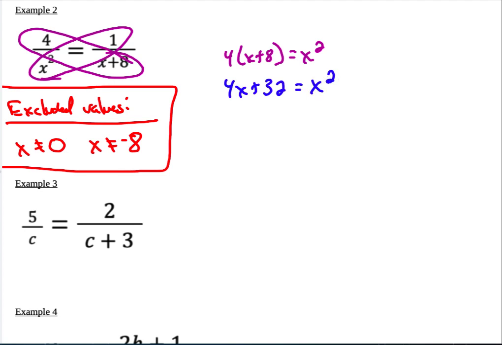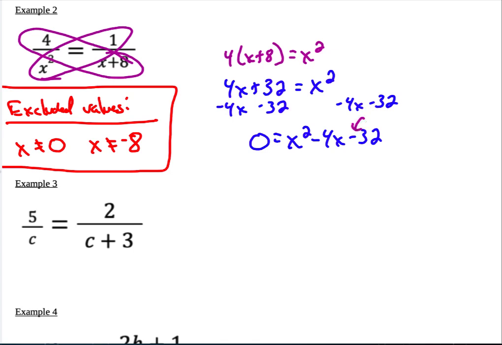So this is a squared function, so a quadratic function. So I'm going to need to set it equal to 0 and use my factoring. So I'm going to subtract the 4x and the 32 over to the other side. So we get 0 is equal to x squared minus 4x minus 32.